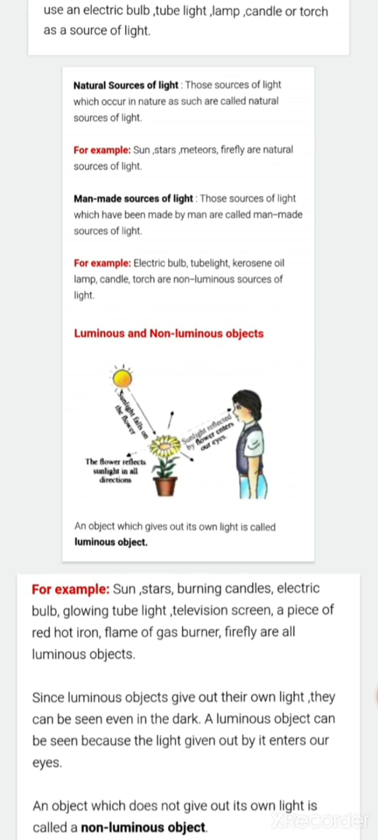Now, there are two types of objects. The first one is luminous objects and the second one is non-luminous objects. So what do you mean by luminous object? An object which gives out its own light is called a luminous object.